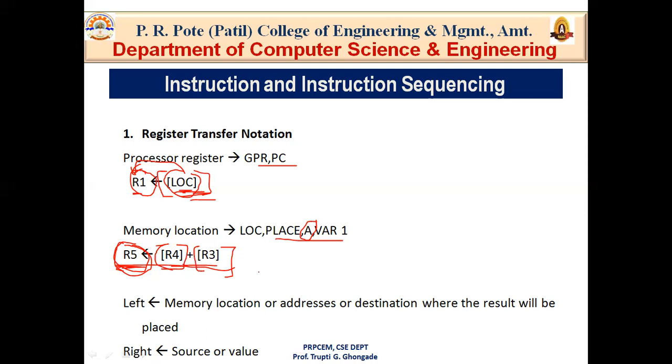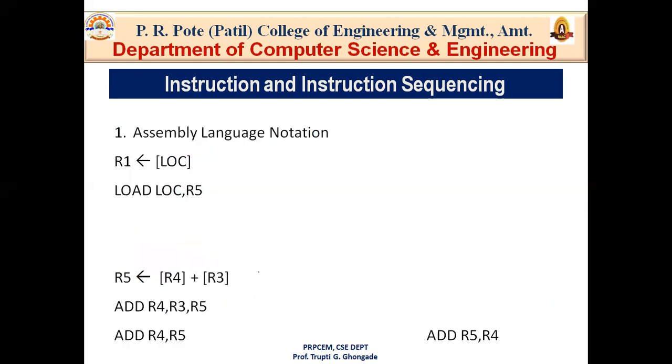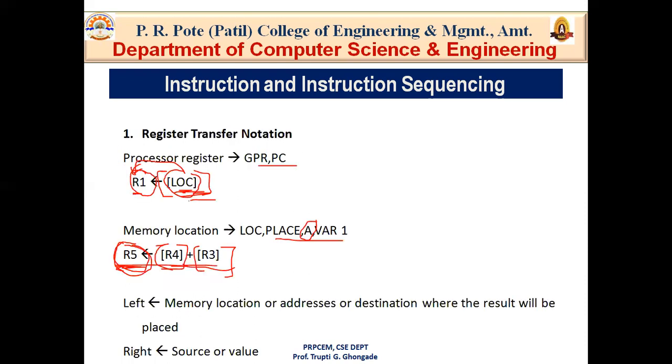When we are denoting a processor register, memory location, or IO transfer, we will directly write it using the opcode, source, and destination. So what are opcodes basically? In assembly language notation, if we write this, R1, that means transferring the contents from the location to R1, as we have written in the register transfer notation.